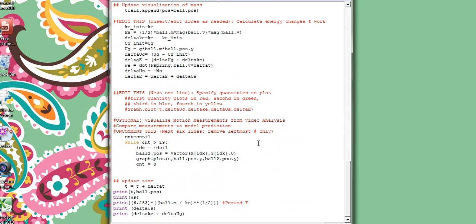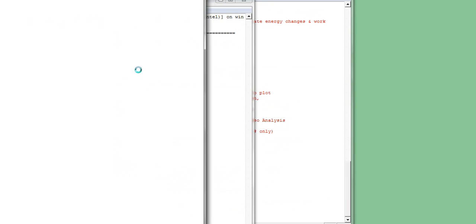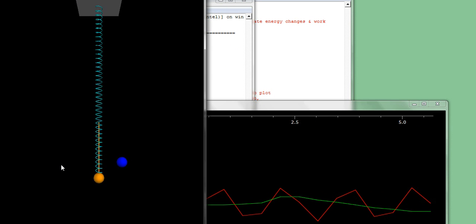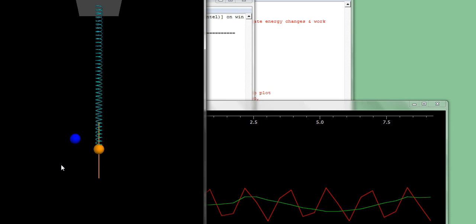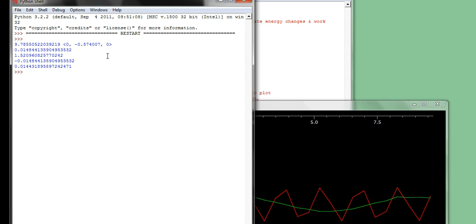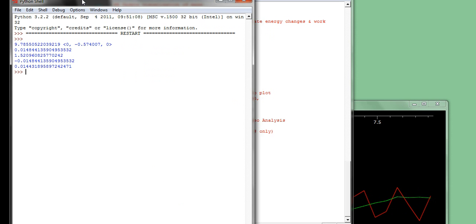So first I'm going to be graphing the position y versus time. Here's the motion. Here you can see the model is the orange ball and the actual observed motion is the blue ball. I printed what the T of oscillation is. Here you can see I used the formula, and that came out to 1.52 seconds.